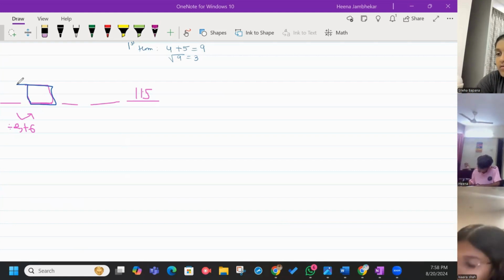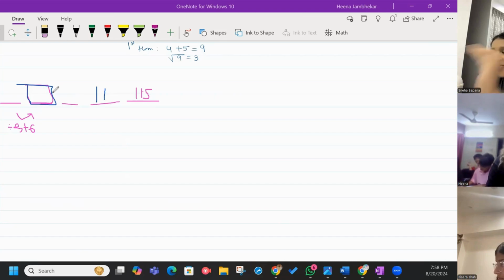What is 11.5 minus 6? 5.5. 5.5 into 2 will give you 11. 11 minus 6 will give you 5. And then what will you get? 5 into 2, that's 10. 10 minus 6 will give you 4. And 4 multiplied by 2 will now give you 8.